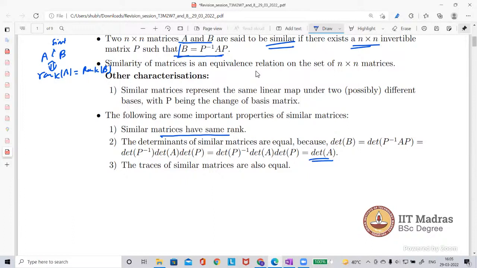Another property is the trace of a matrix. Hope you know that: adding the entries on the diagonal gives the trace of the matrix. In such a case, if A and B are similar, then the trace will be equal.